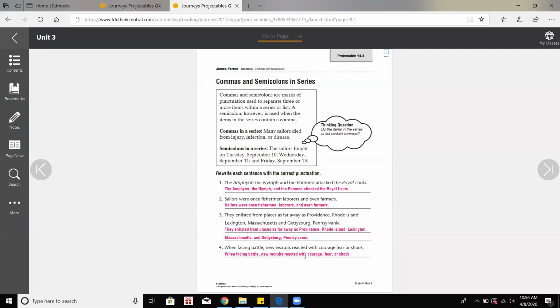New recruits reacted with courage, comma, fear, comma, or shock. Okay, so again, use a comma even before the conjunction, after the penultimate item in your list. Okay, so that's it for commas and semicolons in series.